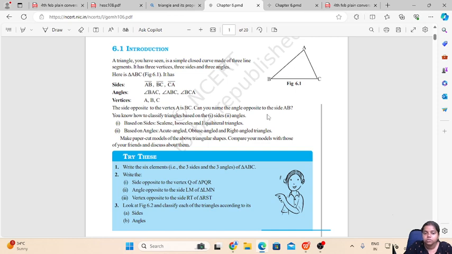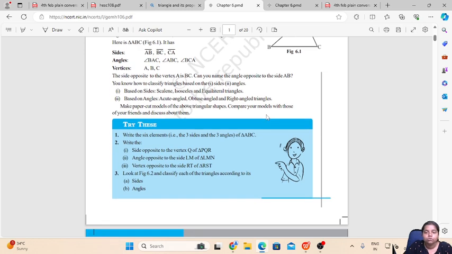Based on sides there are three types of triangles: scalene triangle, isosceles triangle, and equilateral triangle. And based on angles there are three: acute angle, obtuse angle, and right angle triangles.